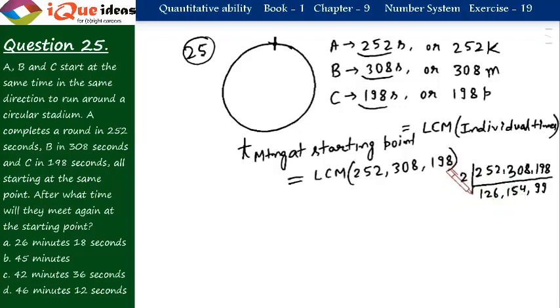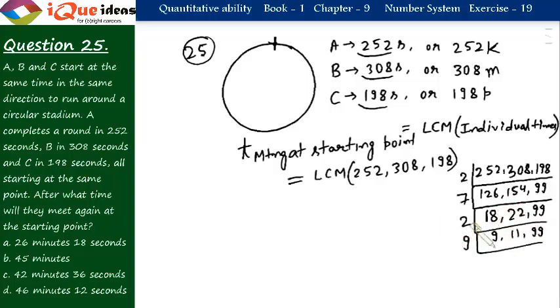So let's do one thing. Let's take 7 common from the first two. If you take out 7 common from 126, you will get 18, because 18 sevens are 126, and 154 will give us 22. 99 will remain without effect. And from 18 and 22 you can take 2 common, so it will be 9, 11 and 99. Then you can take 9 common: 9 will become 1, 11 will remain 11, 99 will become 11, and then you can take 11 common, so nothing remains after that.